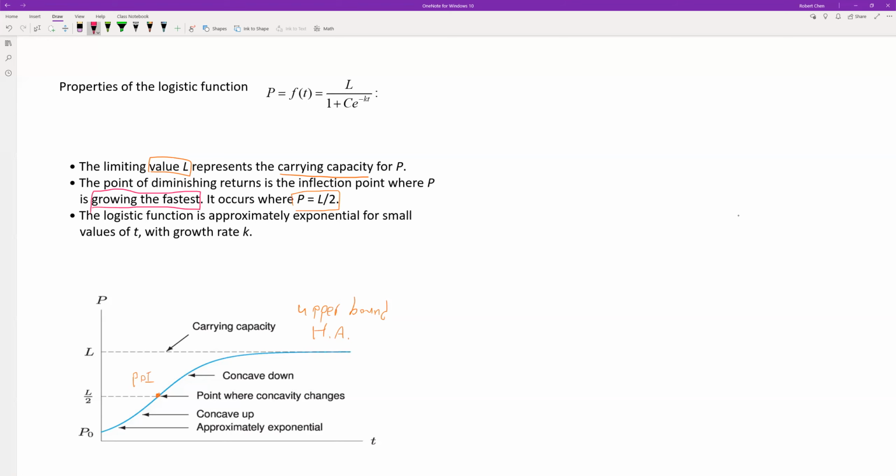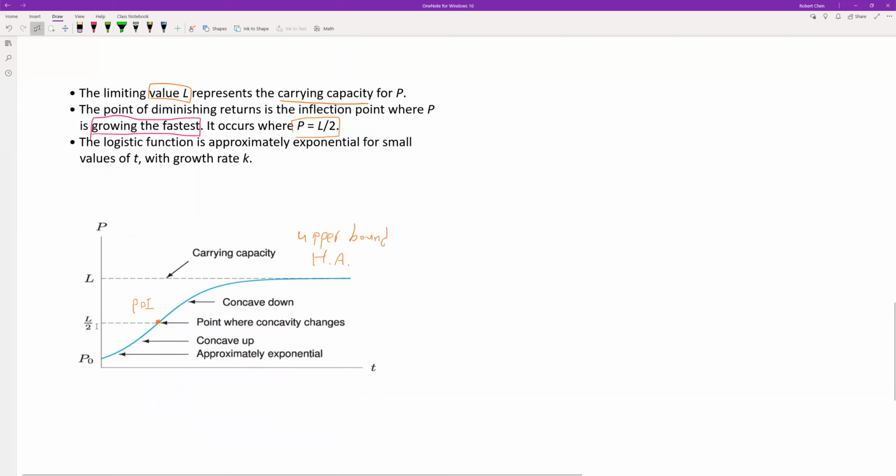It's where the graph changes concavity. L over 2, the point of inflection, is where P is growing the fastest. Okay, and you can see that below the point L over 2, the graph was concave up, which means it's increasing faster and faster. But after this point, it's still increasing, but notice that it's increasing slower and slower as it flattens out. So that's what the point of inflection does: it shows you where the graph is increasing the fastest.